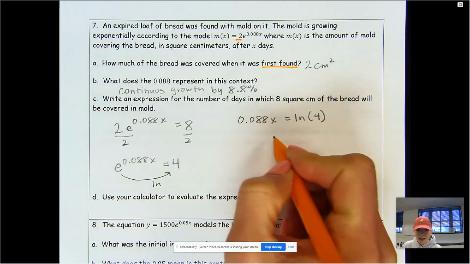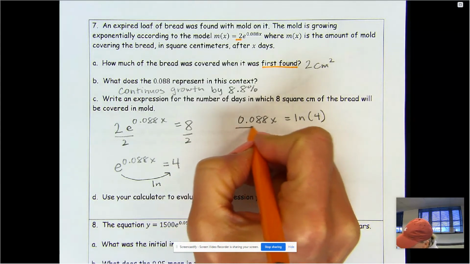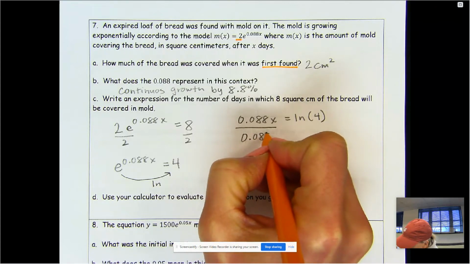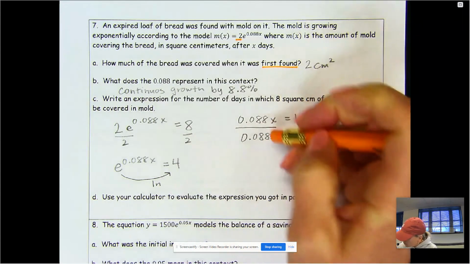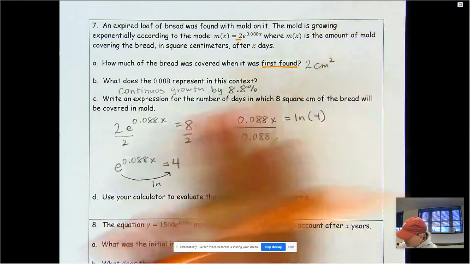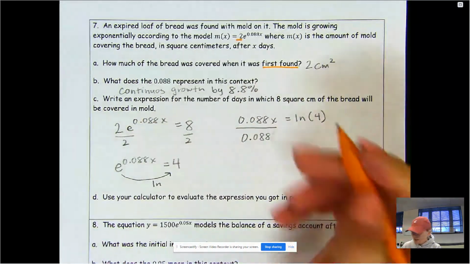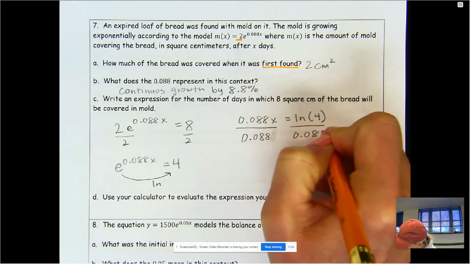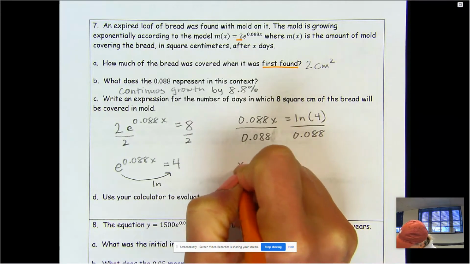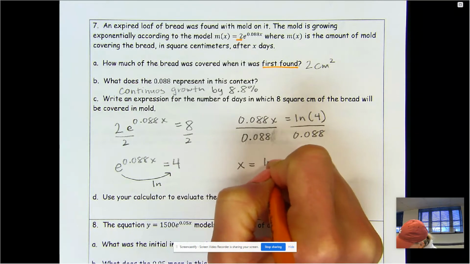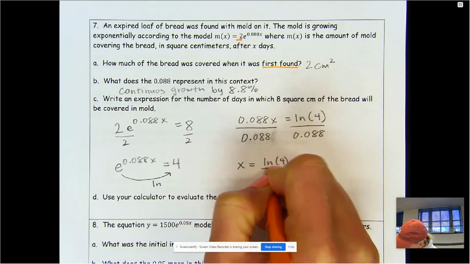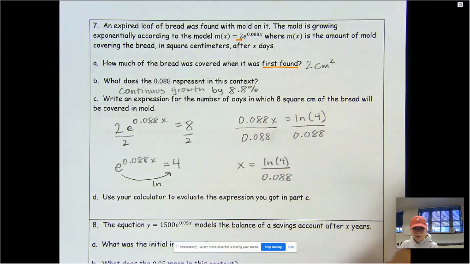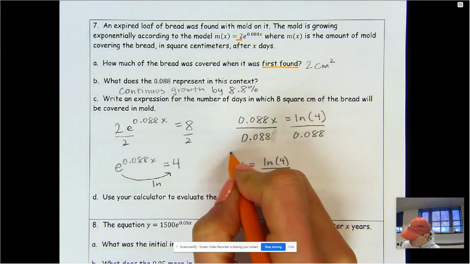And the last step to get x by itself is to divide by 0.088 on both sides of the equation. Oopsies, only two eighths, not three. And so my expression for x is the natural log of 4 divided by 0.088. That's the answer for part C.